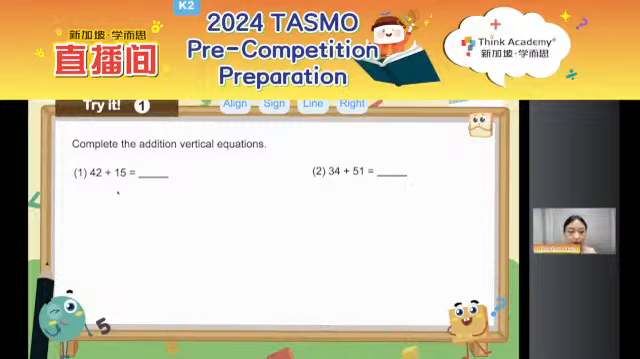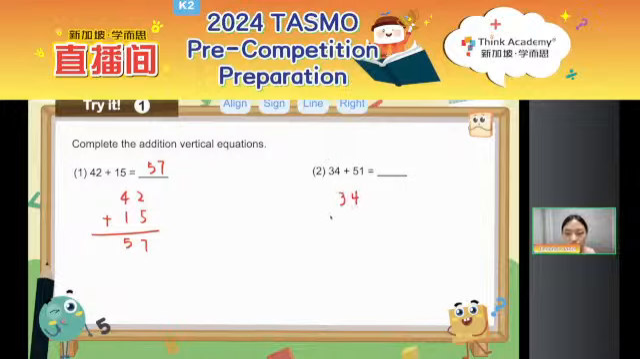Okay, so we can see 42 plus 15, we align them, right? So we can get 2 plus 5 equals 7, and then 1 plus 4 equals 5. So we can get our final answer here. Good job, everyone. So we write down 57 for this question.